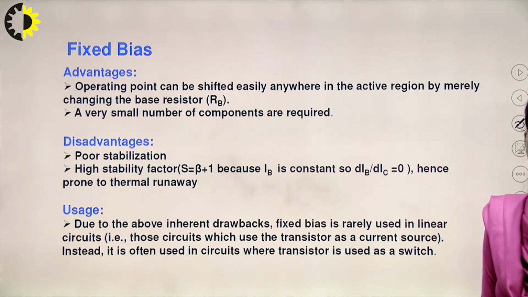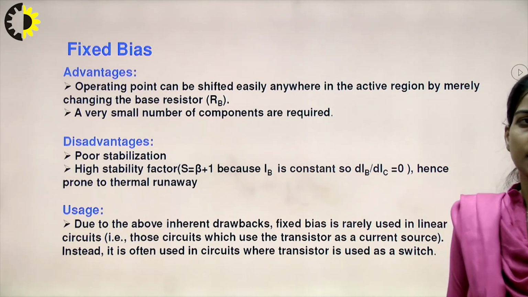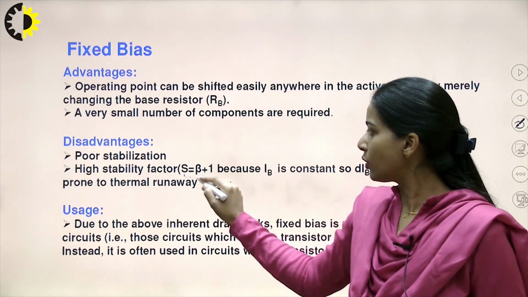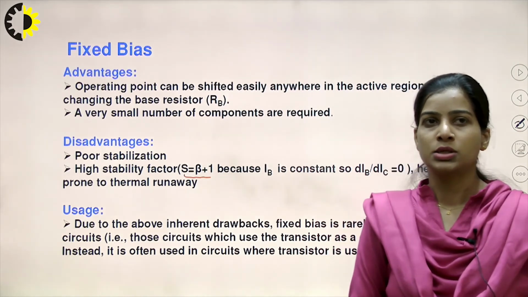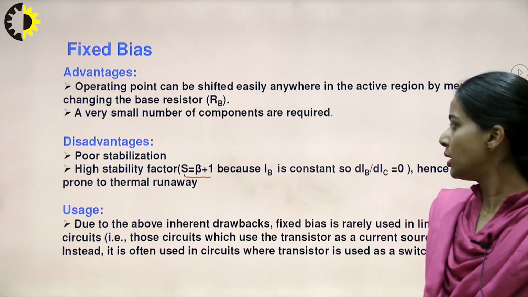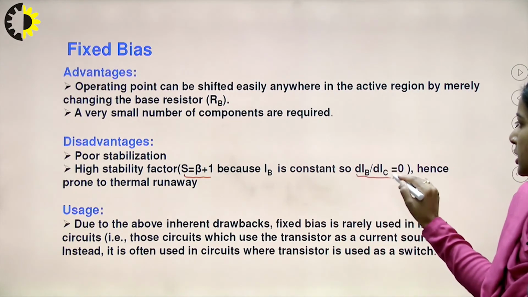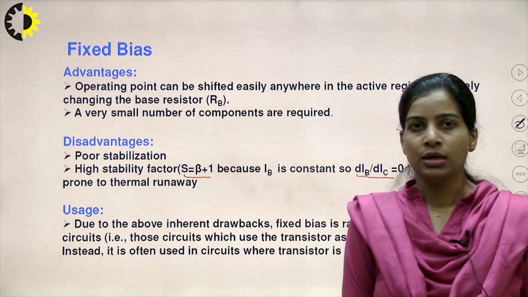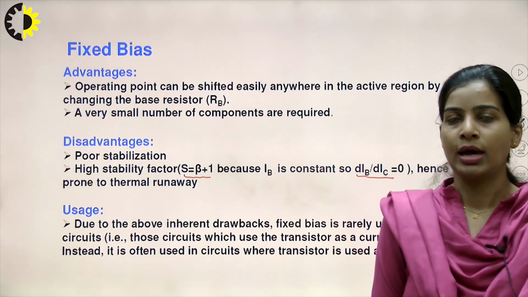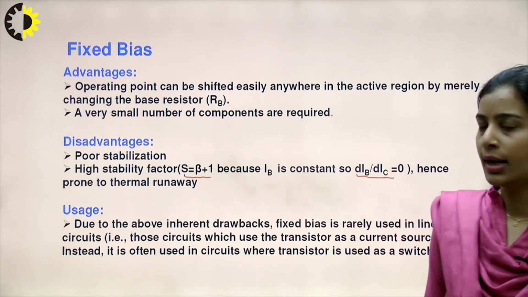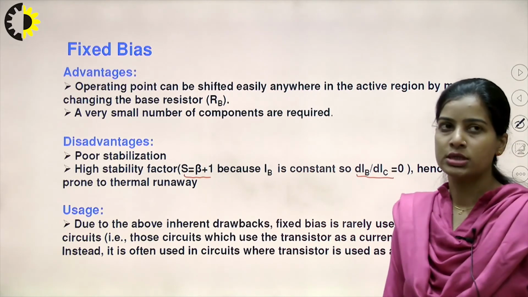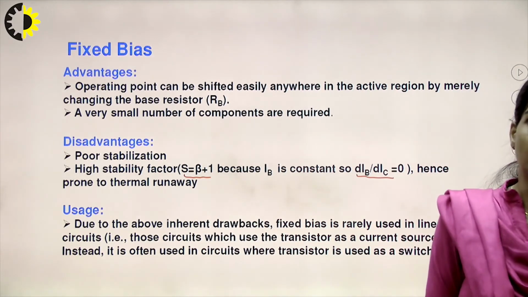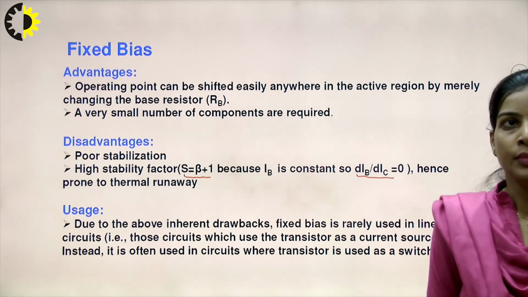And the disadvantage: poor stabilization and a high stability factor, because the stability factor that we have calculated is beta plus 1, since IB is constant, so dIB by dIC is 0. As we have discussed, a lower value of stability factor is required, but this has a very large value of stability factor. So the fixed bias circuit is very much prone to thermal runaway.